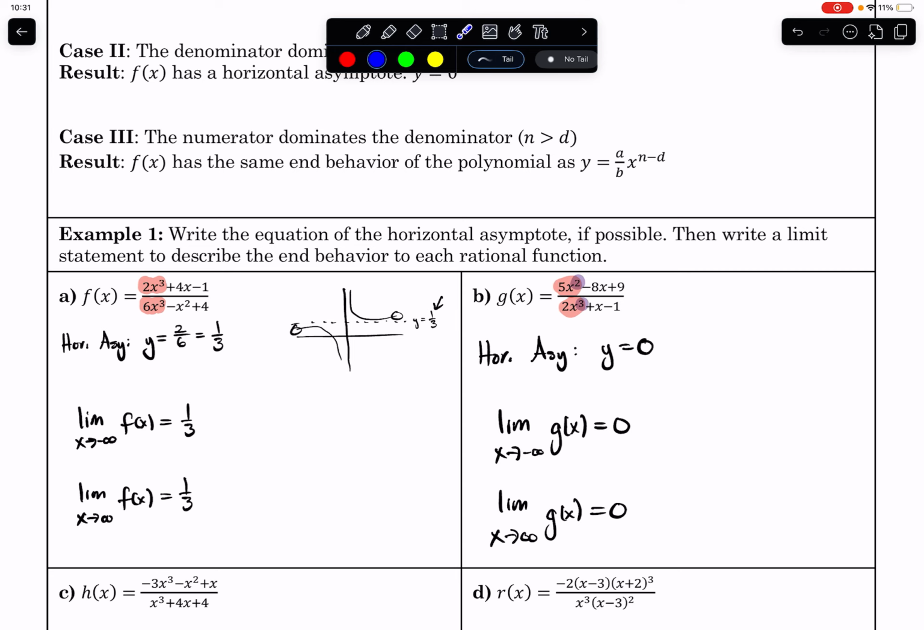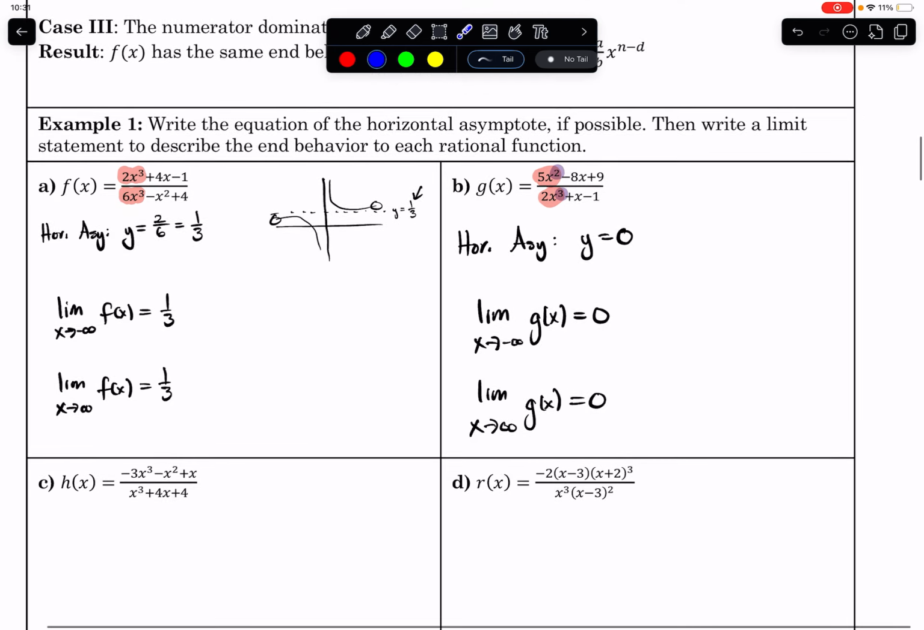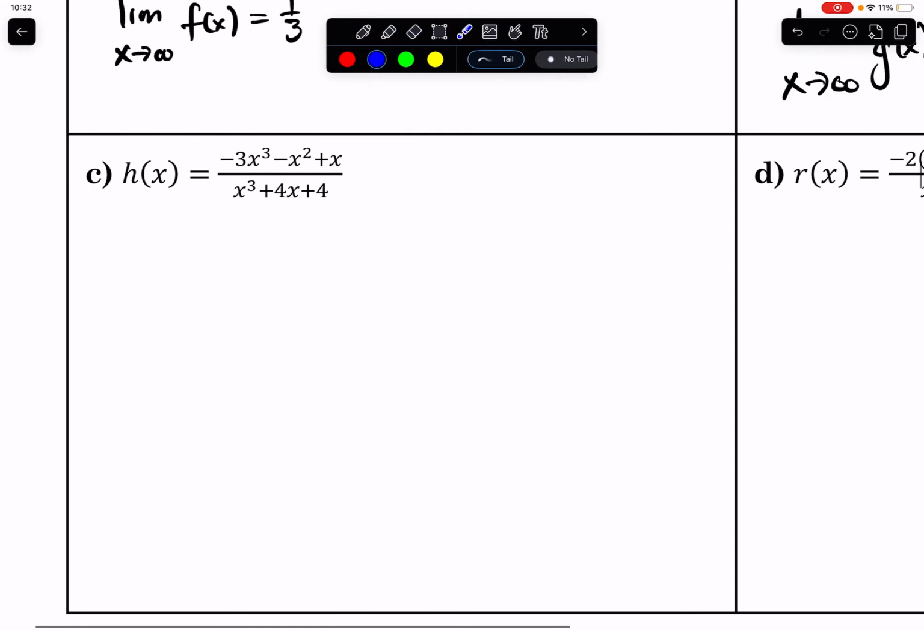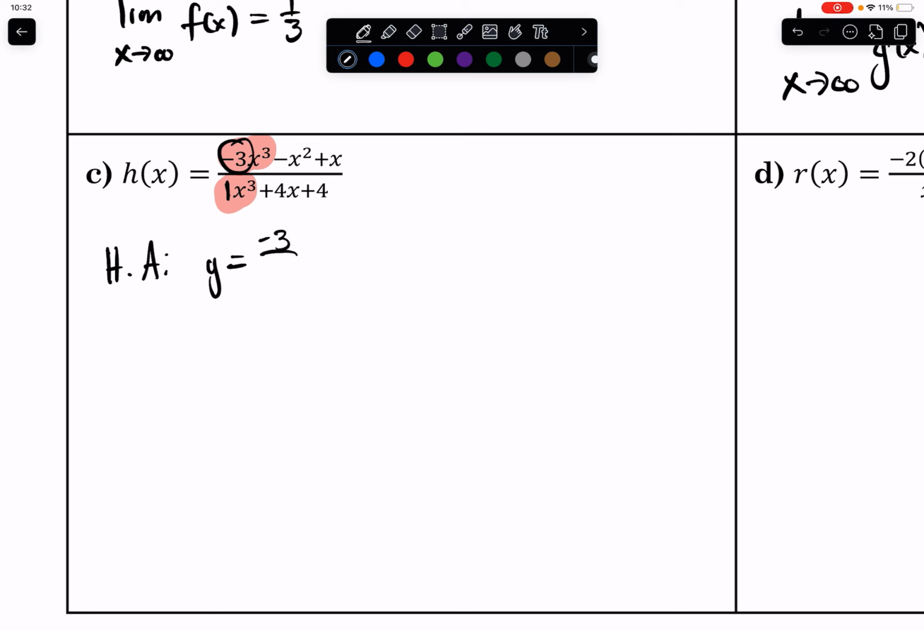So let's look at 2 more examples that are relative to case 1 and case 2. For letter 1C, let's look at this, okay? Well, this is going to be another case 1 scenario because the leading terms both have a degree of 3 and 3. So this would be case 1, where I simply have to divide those leading coefficients. So I take this coefficient of negative 3 and put it over the coefficient of 1, and that's going to be negative 3. So that's my horizontal asymptote, y equals negative 3.